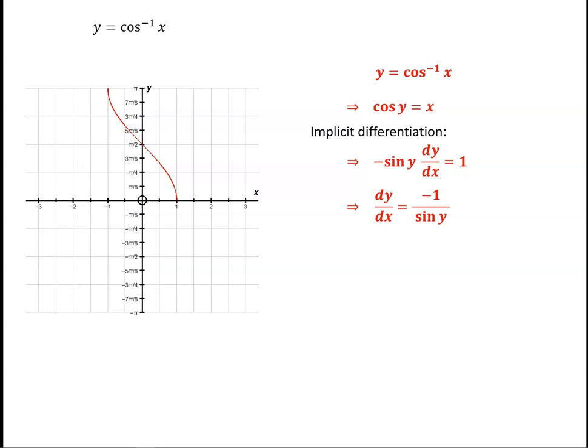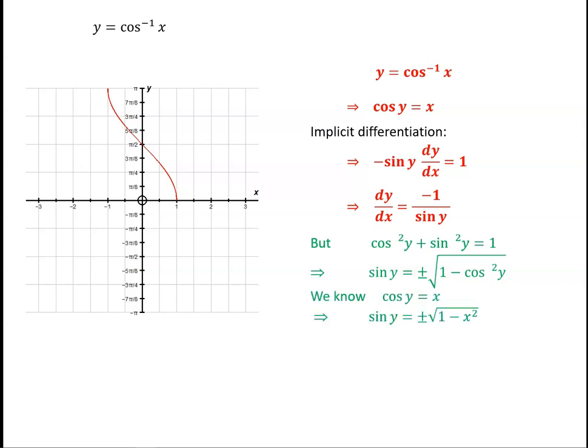We know though that cos squared y plus sine squared y is 1, so sine y is plus or minus the square root of 1 minus cos squared y. And we know that cos y is x, so we can say that sine y is plus or minus the square root of 1 minus x squared. So that now gives me dy by dx is minus 1 over plus or minus the square root of 1 minus x squared.